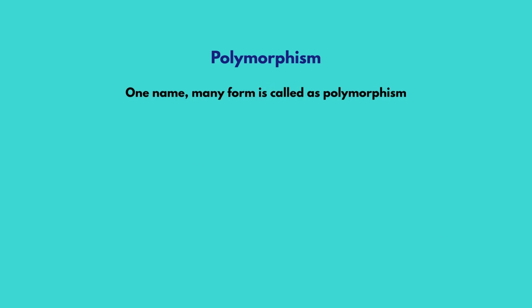Now the last concept is polymorphism. And how do we achieve polymorphism, and what is polymorphism? Polymorphism is one name but multiple forms. Okay, and how can we achieve polymorphism? We can achieve it using method overriding. We can also achieve it using method overloading as well. But majorly we use the method overriding concept.